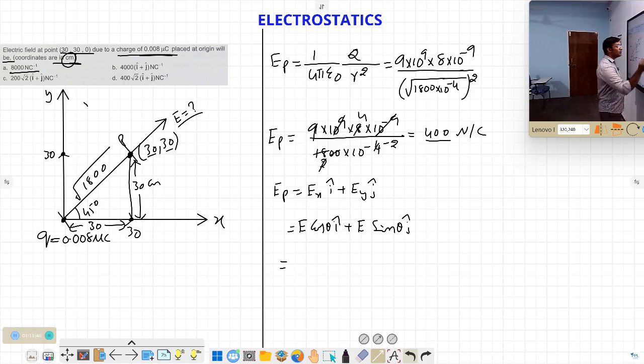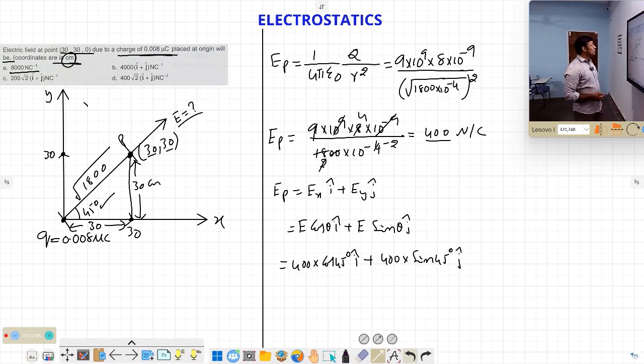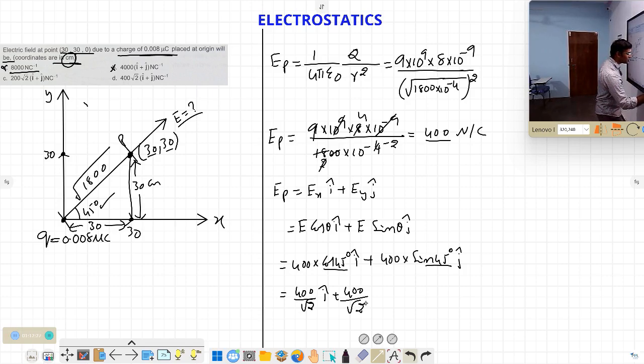So what is the E value? We already got that, it is 400 into cos 45 degrees i cap, because theta is equal to 45 as already found, plus 400 into sin 45 degrees j cap. But the answer is given in the form 400 root 2 times i plus j, or 4000. So the second option is not correct anyway, and the first option is also not correct. What is cos 45? 1 by root 2. So 400 into 1 by root 2 means 400 by root 2 i cap, plus 400 into sin 45, also 1 by root 2, that is 400 by root 2 j cap.